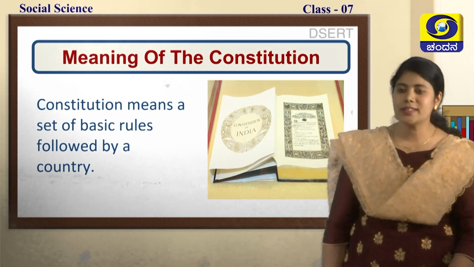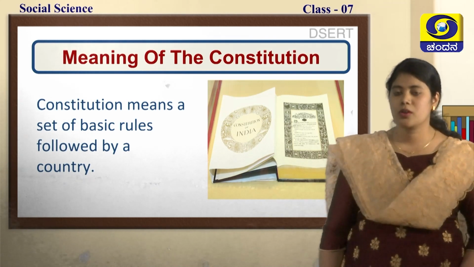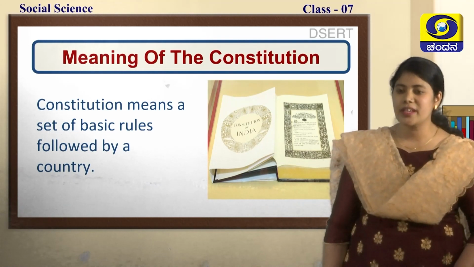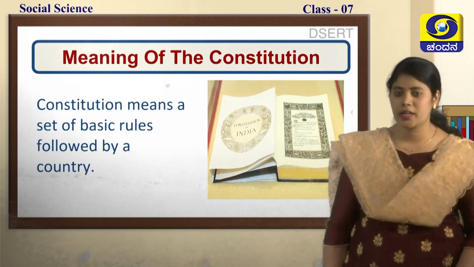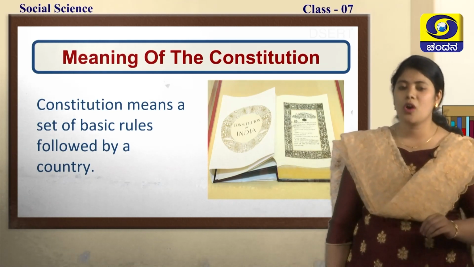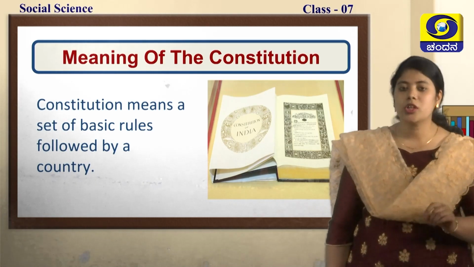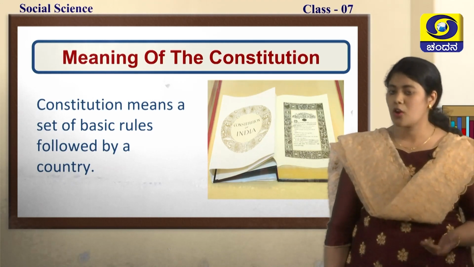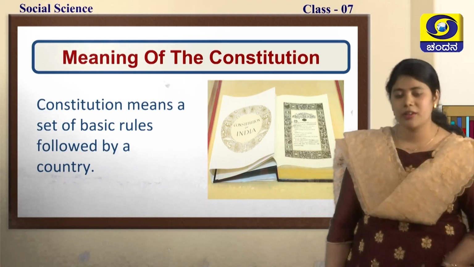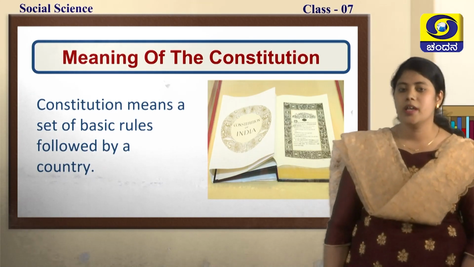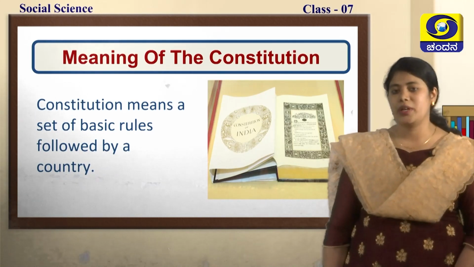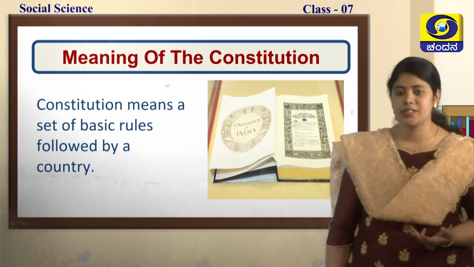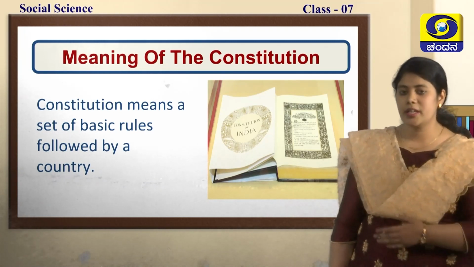Now, what is this Constitution, students? The Constitution means a set of basic rules followed by a country. It enumerates, or mentions one by one, the organs of the government. What are the organs of government or branches of government, dear students? Can anyone tell me? Yes. So, there are three organs of the government: one is the legislature, then the executive, and another is the judiciary. You will be learning this in the later slides.